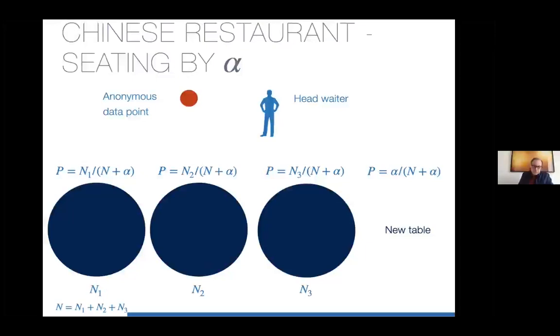So the person is placed here with this probability: the number of people sitting at the table divided by the total number of people plus the pseudo count. And then the same thing for each of the tables. And in particular here, the probability of opening the new table is the pseudo count divided by the total number of seated customers plus the pseudo count.